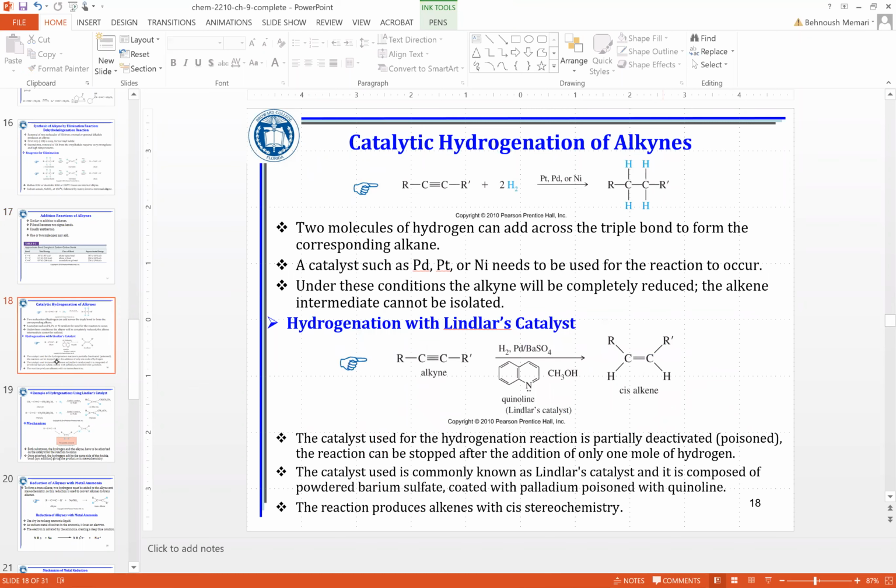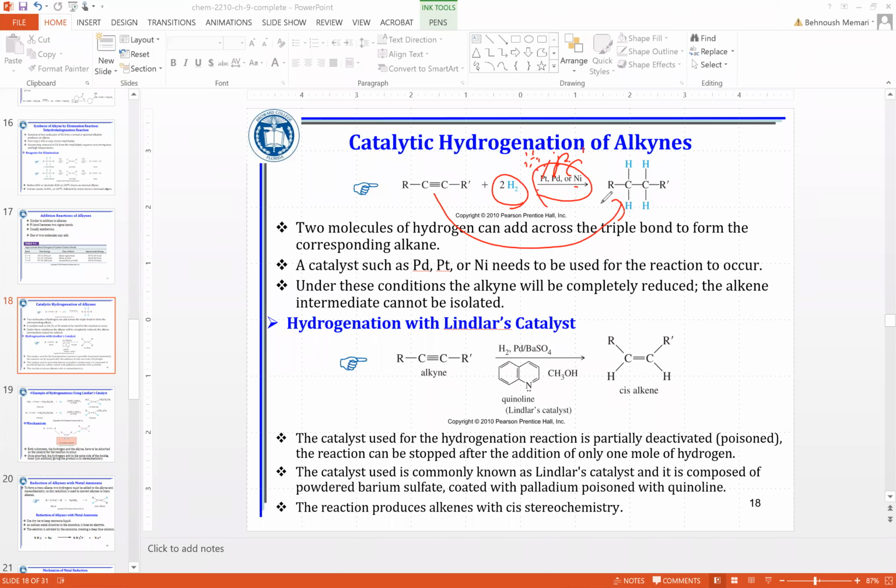Okay. Now, if you want to add 1 molecule or 2, you have to again set the reaction condition. Pick a proper reaction condition. If you're adding hydrogen with any of these 3 catalysts, hydrogen with palladium or platinum or nickel, the saturation is going to be complete. So you are going to add 2 molecules of hydrogen and change the alkyne to alkane.